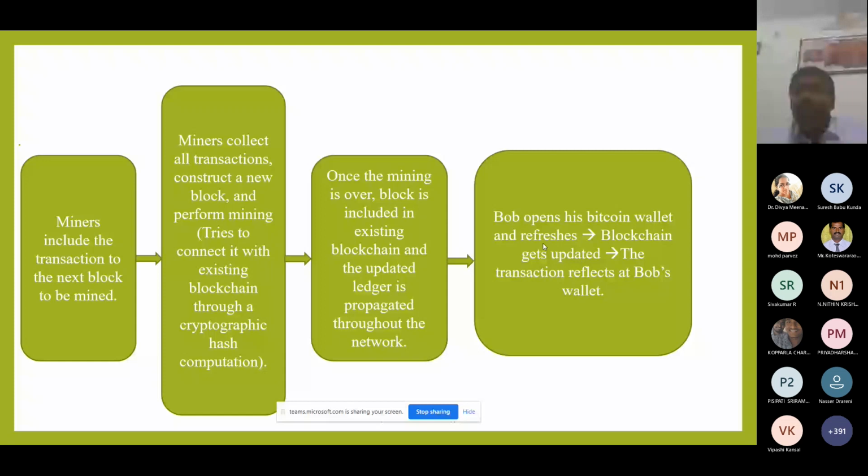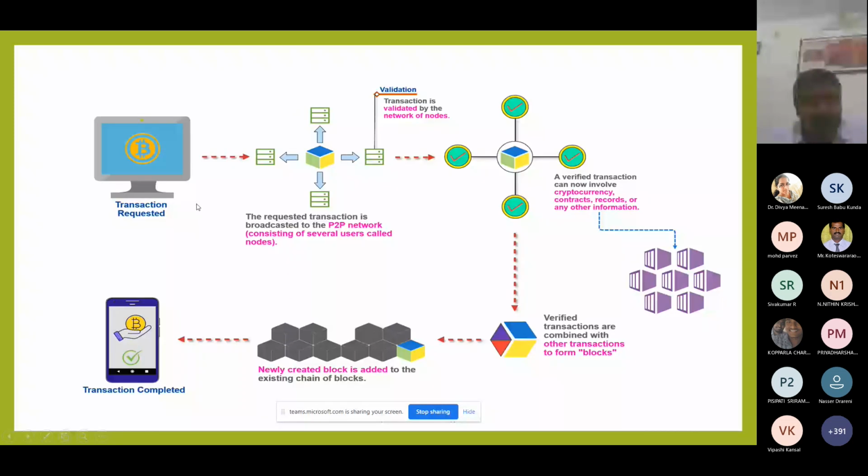So after this, Bob will open his Bitcoin wallet. The blockchain gets updated because the public ledger is updated. The transaction will be reflected in Bob's wallet. So let's have a look at this pictorially. Initially, the transaction is requested. So the transaction request is made here.